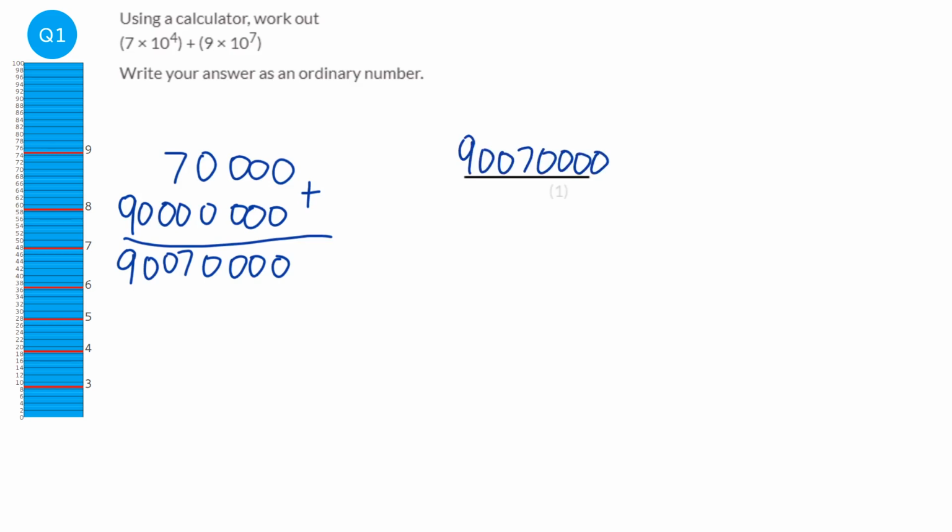Now, if this is on the calculator paper, then you can just type it into your calculator. Some people think there's a quick way of doing this, like adding the 7 and the 9. There isn't. You've just got to work out what this number is, work out what this number is, and add them together.